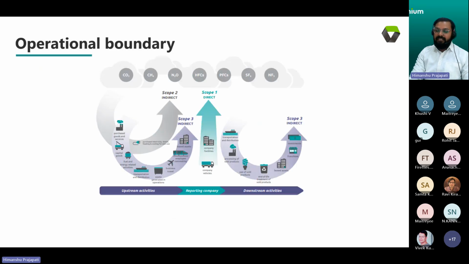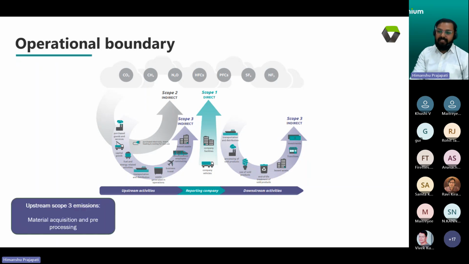Now, this is something that we've all seen. So this is the operational boundary wherein all the activities are listed for a particular company, and those activities are subdivided into scope 1, scope 2, and scope 3 emissions. In case of scope 3 emissions, they are further subdivided into upstream, downstream activities.